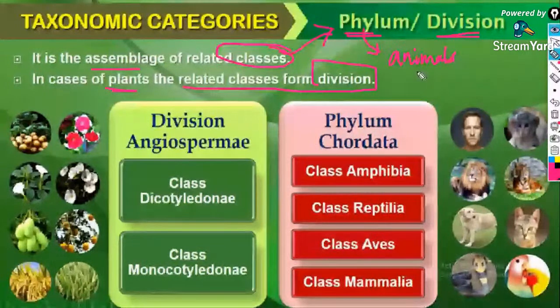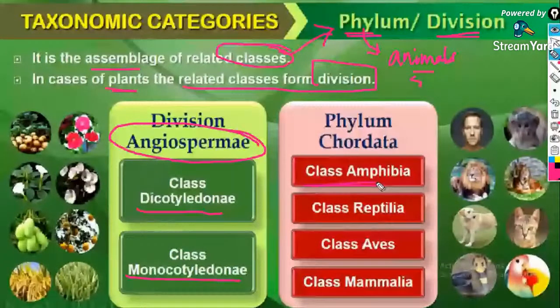Dicotyledonae and Monocotyledonae are the classes of the division Angiospermae. Class Amphibia, you will discuss all these in detail in the chapter Animal Kingdom. Class Amphibia, class Reptilia, Aves meaning birds, Mammalia meaning mammals, all these come under the phylum Chordata.